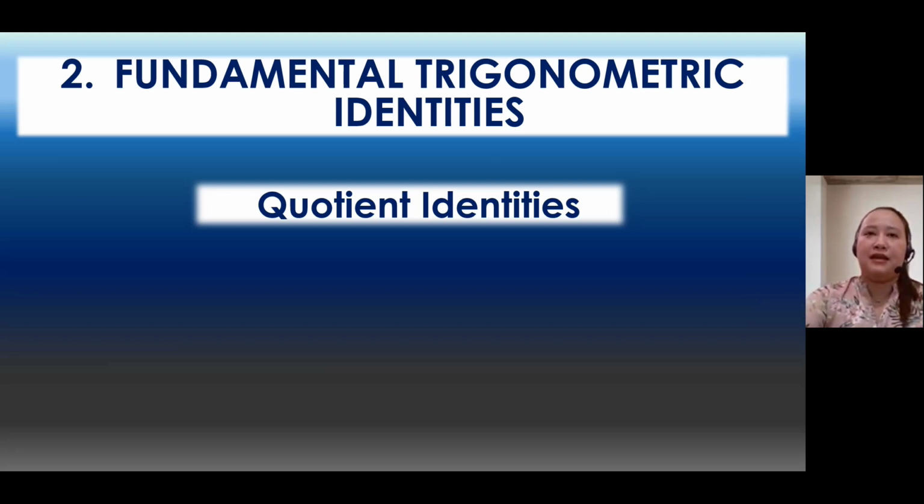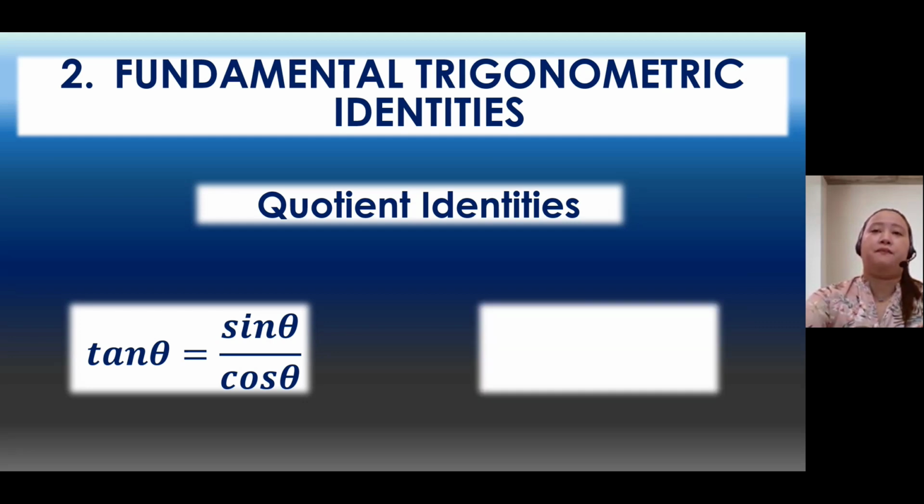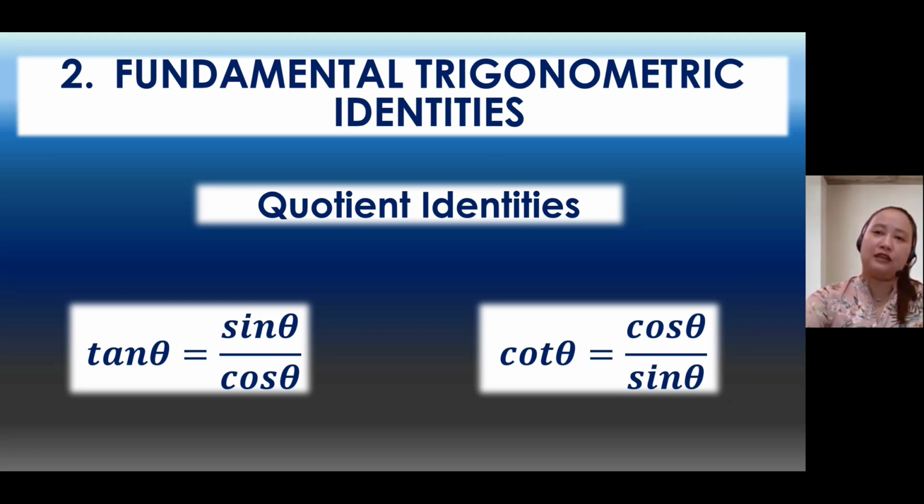Fundamental trigonometric identities. So we have the quotient identities. You already know this. This is just a review, okay? So the tangent theta is equivalent to sine theta over cosine theta. And then since tangent theta's reciprocal is cotangent, cotangent theta is equal to cosine theta over sine theta. I would suggest that you memorize this.